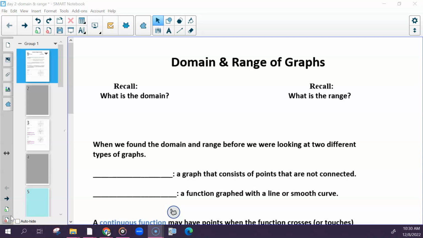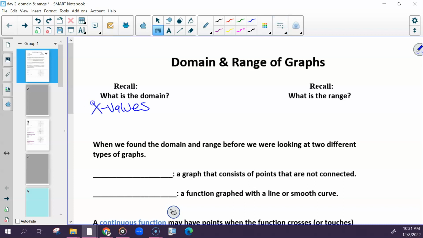And to think back to our domain. What is the domain? What does it refer to? What are we talking about when we're looking for domain? The x values. What are some other words that we can interchange with that? Input. And there's something else. Go ahead, Victoria. Independent variable.